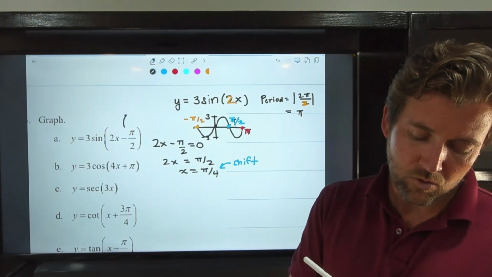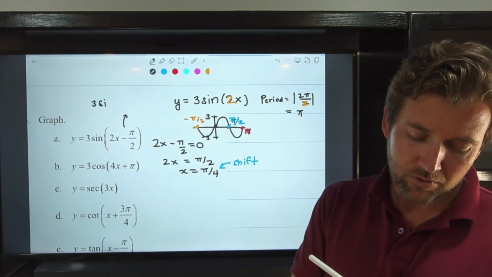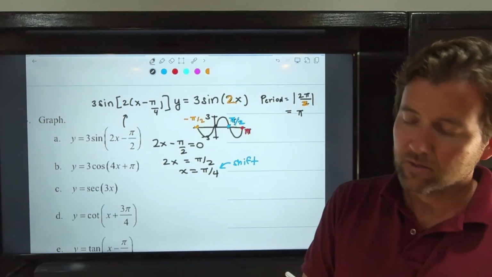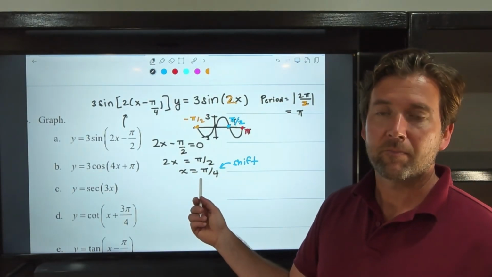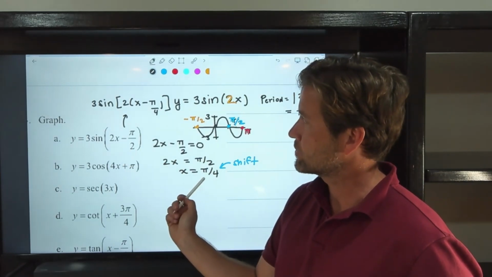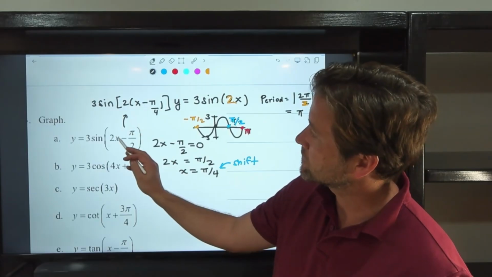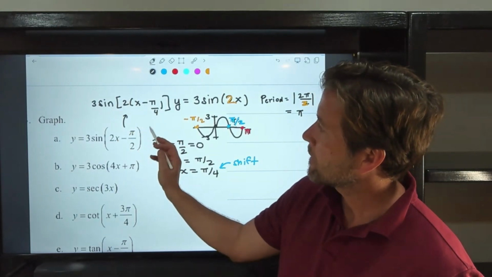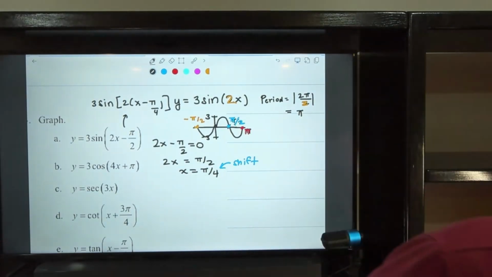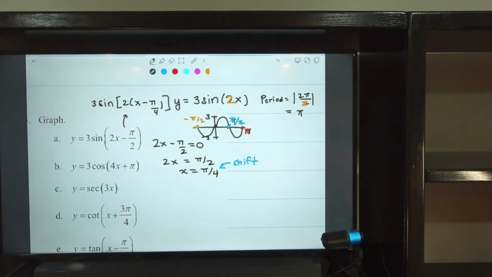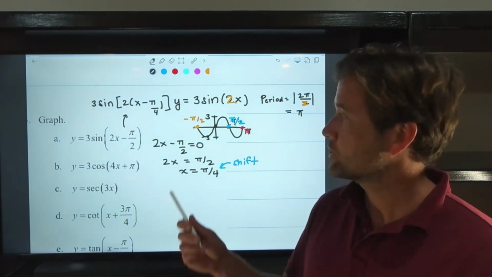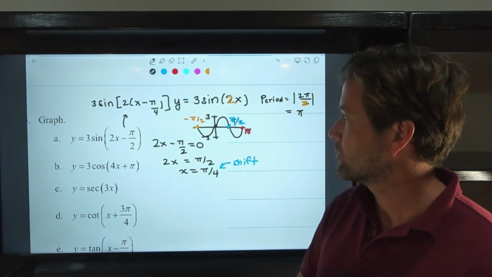Or if you wanted to, I don't think you want to, but you could factor out a 2. So I think we prefer this option here, where you set this 2x minus pi over 2 equal to 0. You solve for x, and that's your shift. Otherwise, you factor out 2. 2 times x is 2x, check. 2 times pi over 4 is pi over 2. Okay, so we have to shift this graph to the right pi over 4.